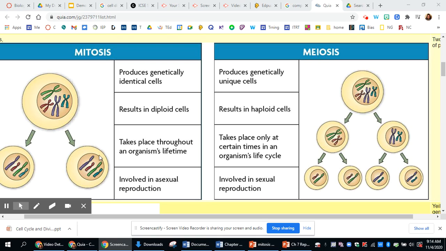And both of these go through PMAT. It's just that meiosis goes through PMAT twice. As far as any type of mutation that happens, if a mutation happens in mitotic cells, it's not going to be passed to the next generation. It's only going to affect this individual. It's mutations that happen in the gametes that can possibly impact the next generation if that gamete is involved in creating a new individual.